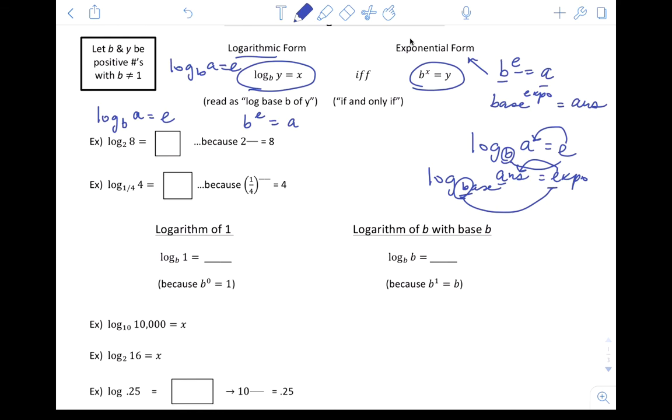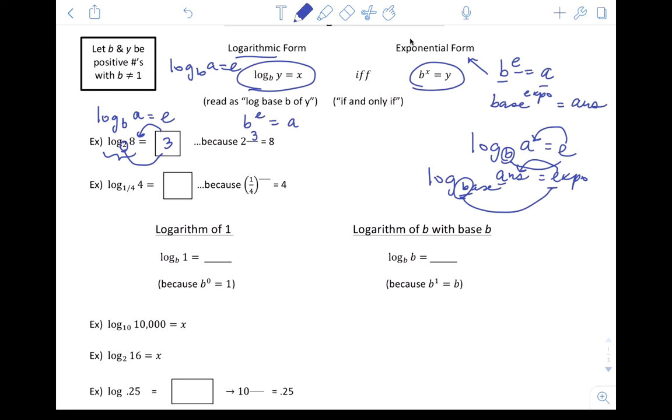So if I ask you to evaluate log base 2 of 8, the answer is 3. Well, excuse me, the exponent is 3. Why? Because this is saying 2 to the what power gives you 8? Well, 2 to the third gives you 8. So the logarithm evaluated is 3.